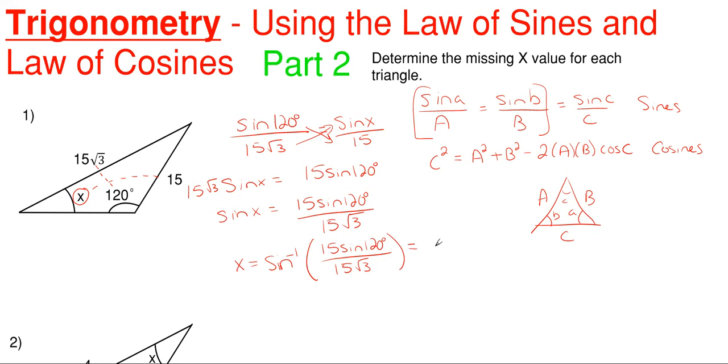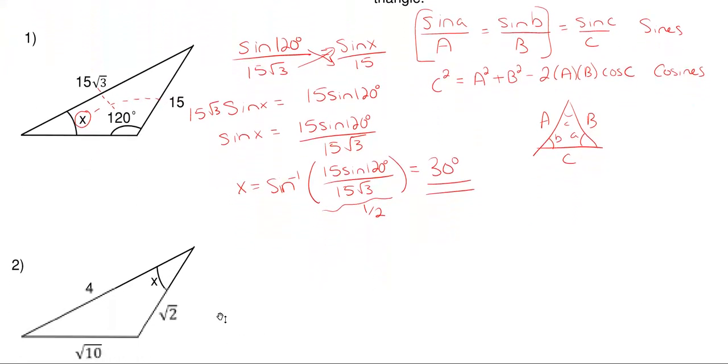So this would pop out to be exactly 30 degrees because this portion right here pops out to be exactly 1/2, and then sine inverse of 1/2 is 30 degrees. And that would be my answer. So for most triangles, when you're using the law of sines or cosines to solve for it, usually you only have to use one. Harder triangles, you would have to use both of them in order to find certain things. But this one, we only had to use the law of sines.